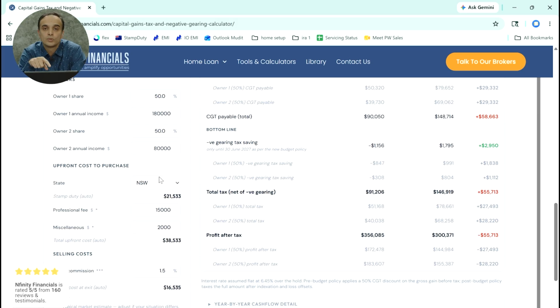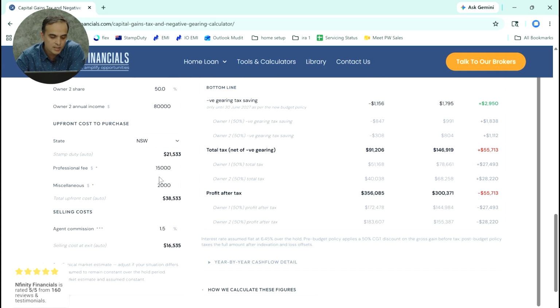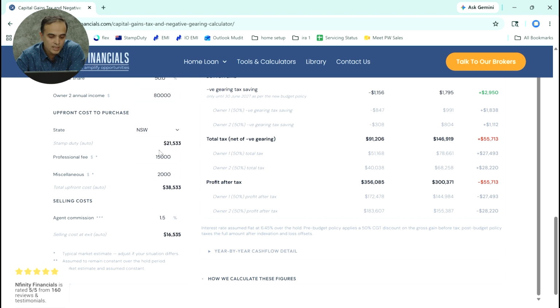This will help you because the tax slabs will be different and the impact of the calculations will be different on both. So we have just taken some incomes, you put in your numbers here. Let's say you're buying the property in NSW, it calculates the stamp duty. So now we are calculating the upfront costs of purchasing.